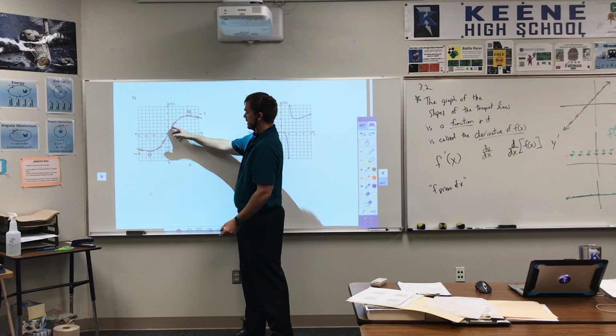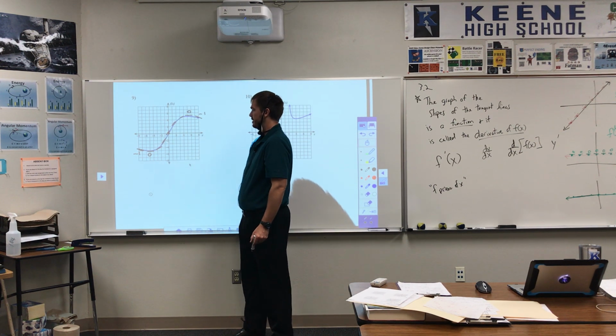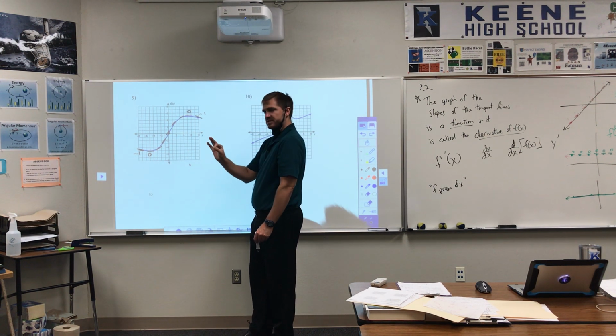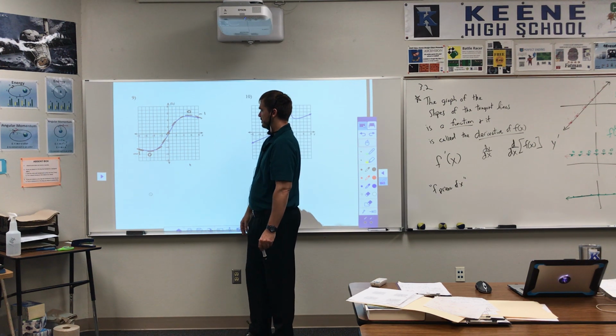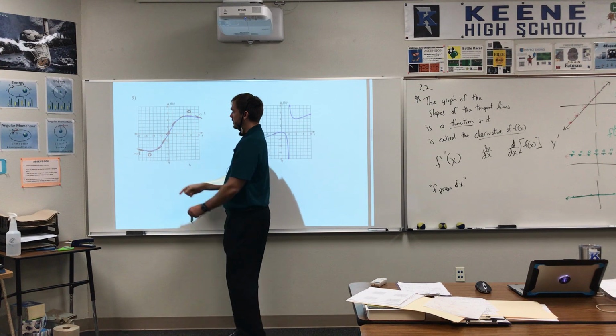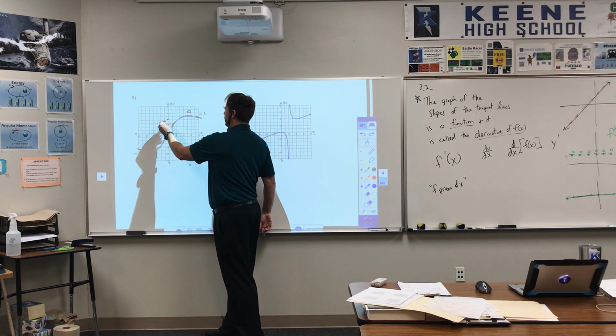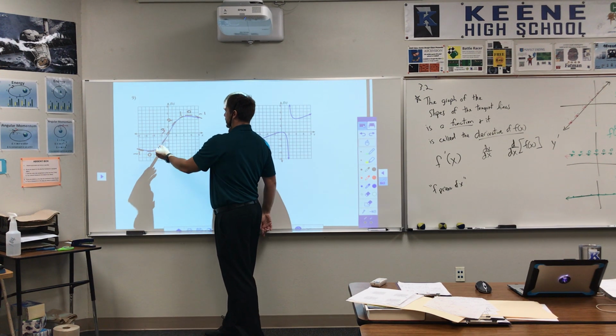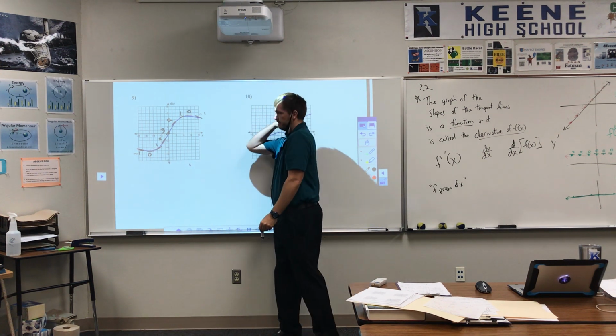What types of numbers am I looking at in between, positive or negative? Positive. Where's it the steepest? Yeah, right there in the middle. It gets kind of flat over here, gets kind of flat over here. So I might throw a number like 3, and then 2, 1, 2, 1, something kind of like that.